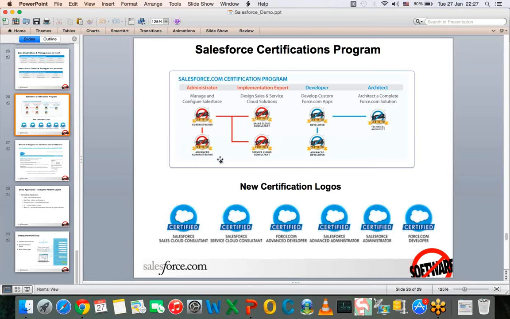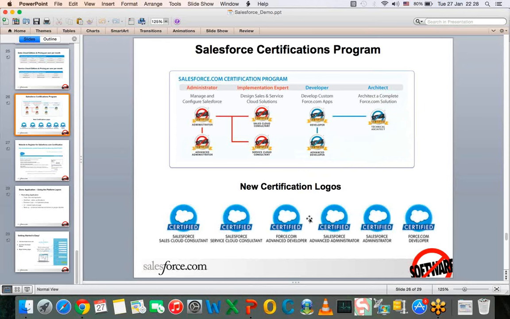And this is advanced: once these three are done, if you are interested, you can go for the advanced. For developer, you have only two certifications: Dev 401, which is Salesforce developer, and advanced developer, that is Dev 501. And you also have architect, technical architect, which is more advanced than advanced developer.